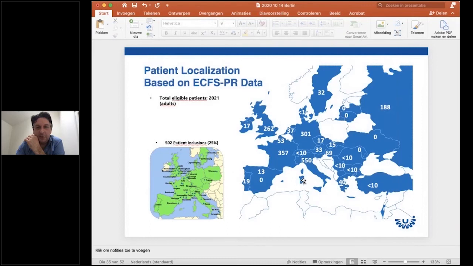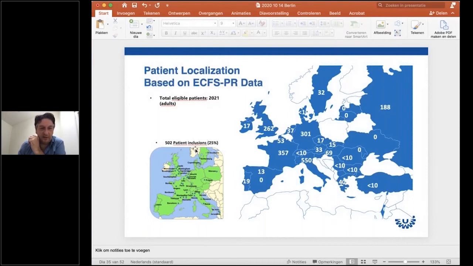If you look at ECFS patient registry data, this is the distribution of people with two rare CFTR variants across Europe. Obviously these are people with rare variants, but as a whole, the total number of eligible patients in Europe is about 2,000 adults with really rare mutations who do not have any access to the current CFTR modulators which are on the market or still in development.